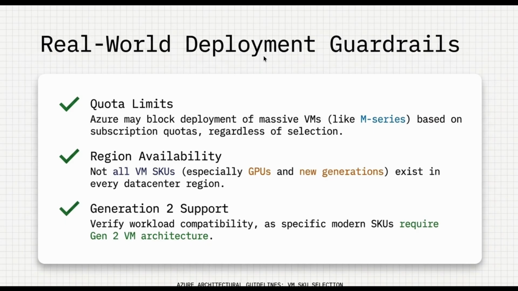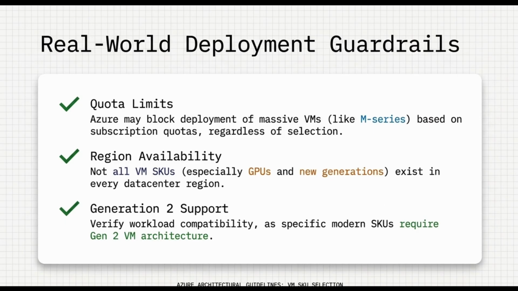And sometimes you have deployment guardrails. There are some quota limits that you would have to ask Microsoft about if you are not able to deploy a VM size. Azure often has hard limits set on the subscription for some SKUs, and you can raise a case with Microsoft and ask them to remove the hard limits for VM creation. And also there is region availability. Not all Azure VM SKUs exist in every region. So you would have to check if the SKU you want to deploy is available in your region, and also your Gen support. Modern SKUs require Gen 2 VM architecture. So you would have to include that while choosing your SKUs.